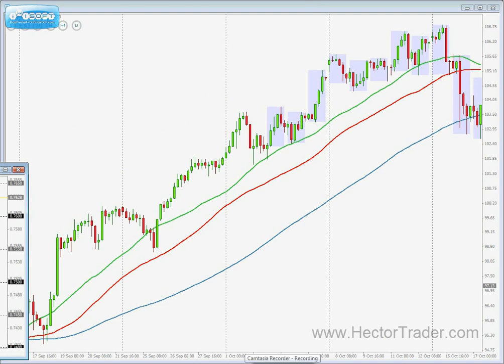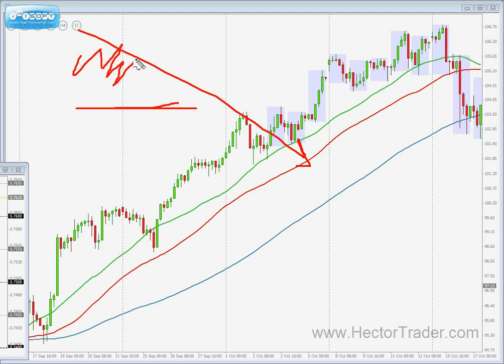I hope that was clear enough. Obviously, if we were in a downtrend, let's assume we have here our main level of resistance, the dynamic area of resistance coming around there. We have a new swing, a new impulse to the downside.